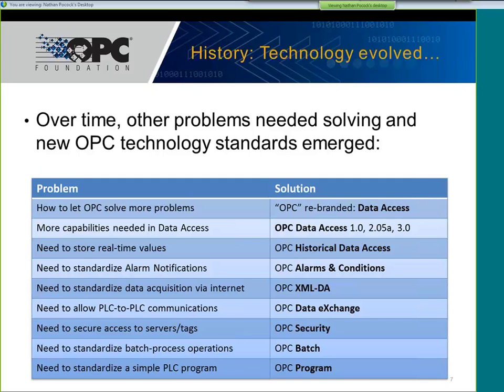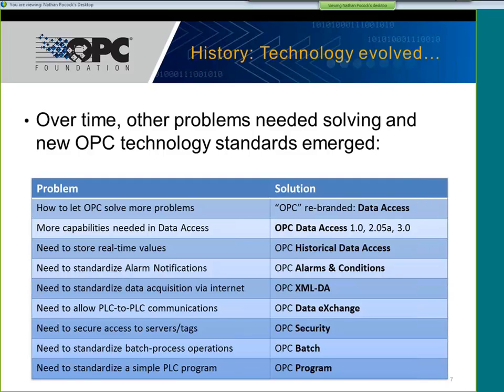The thing is, over time, different problems needed a solution. They didn't have standardized ways of doing other things, and OPC could step in and solve those problems. But the difficulty was that OPC was already branded technology. So there was a rebranding that occurred. This data, the real-time data acquisition that we just talked about, was rebranded as data access. So now other problems could be solved, and we could call those other things.